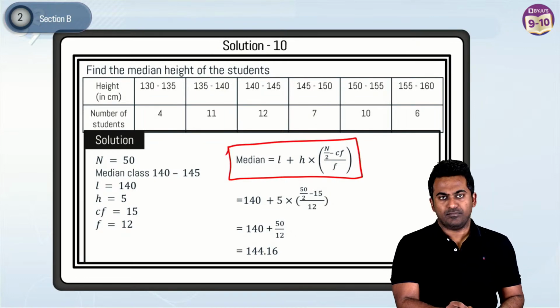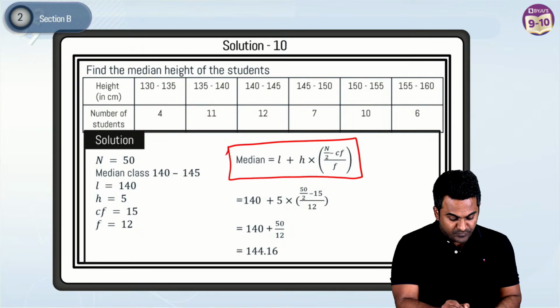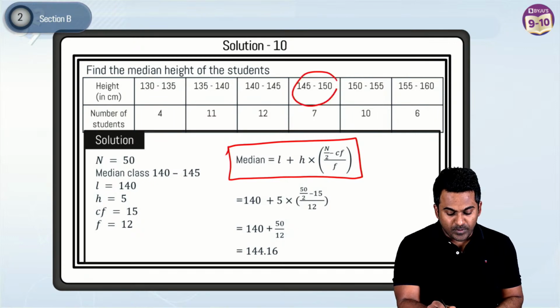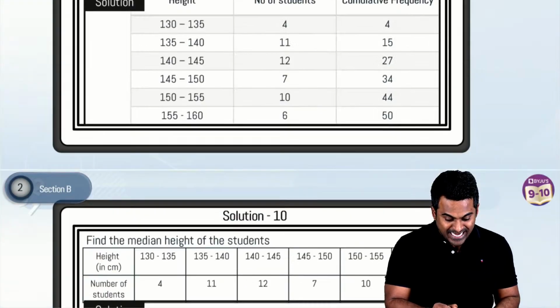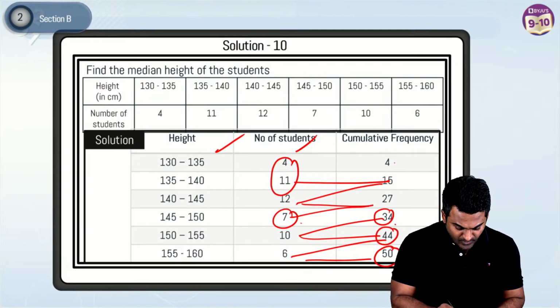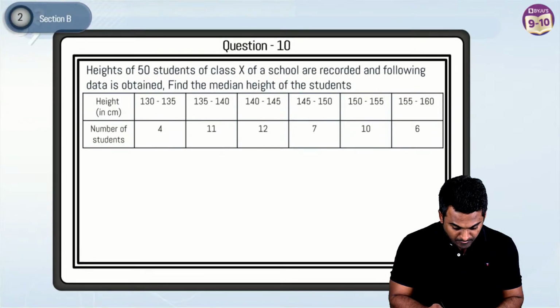And this is the data. Number of students is 50. Median class is going to be 145 to 150. Why is that going to be the case?